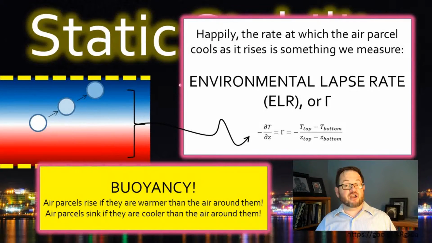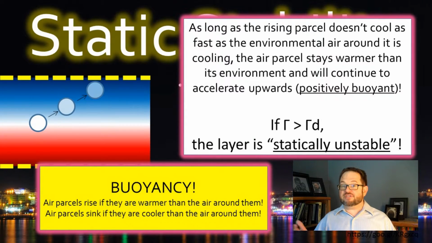And the symbol for the environmental lapse rate, or ELR, is just gamma. So gamma is the measured environmental lapse rate. Gamma d is the dry adiabatic lapse rate, and it's a constant for the atmosphere. And you can see there's a simple way to compute the environmental lapse rate. You just take the difference between the temperature at the top and the bottom of the layer, and you divide by the distance between the top and the bottom of the layer, and then there's a negative sign in front of the whole thing. Alright, with those two pieces of information, we can figure out the stability.